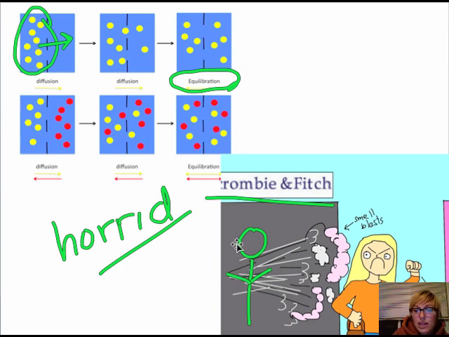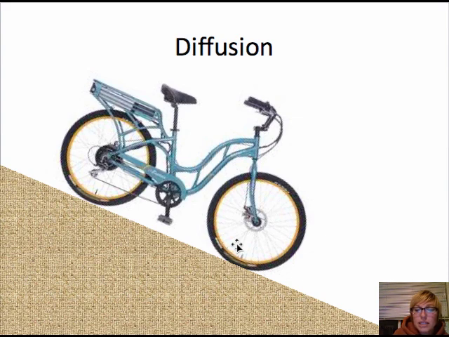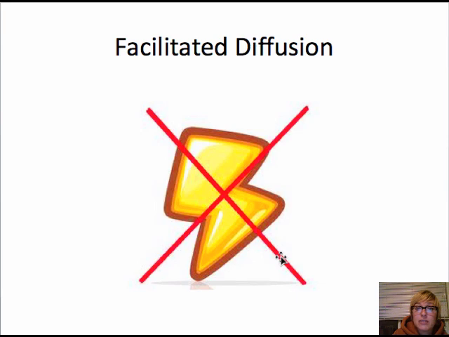So the way I think about diffusion also is that it's like a bike. It's like you're riding your bike to school, and you're so lucky as to get a downhill. So you're pedaling and pedaling, and all of a sudden you get this break. You're moving in the direction you want to go. However, you have to give no energy to go that direction. So that's diffusion. Let's look at facilitated diffusion.